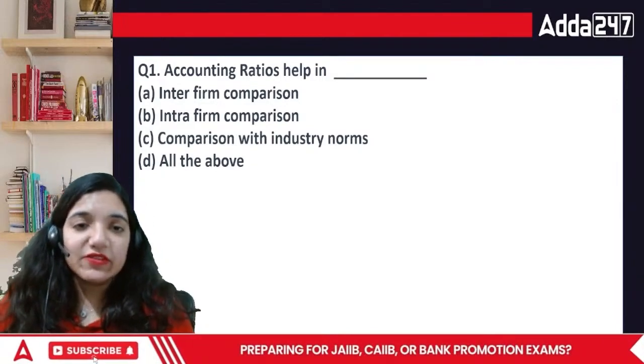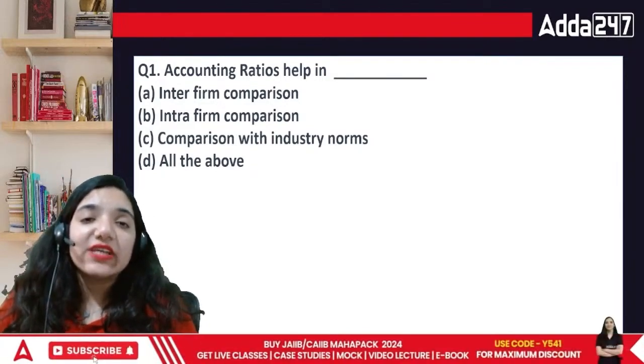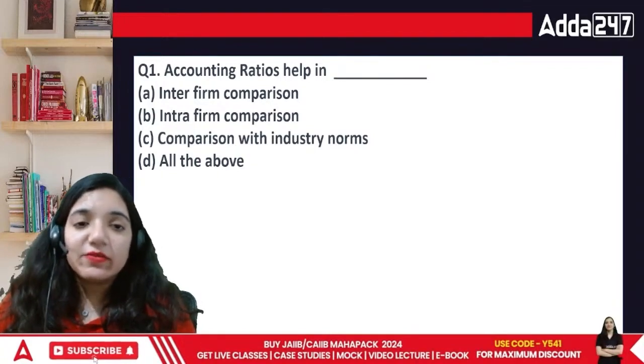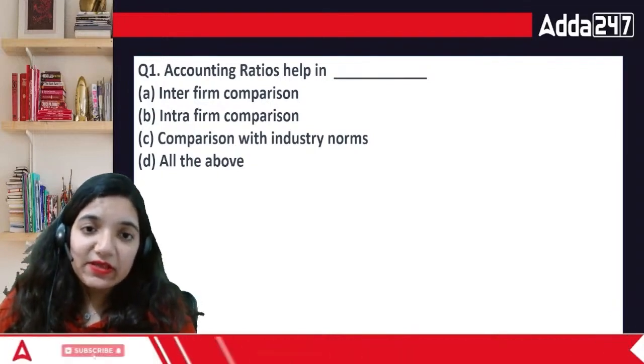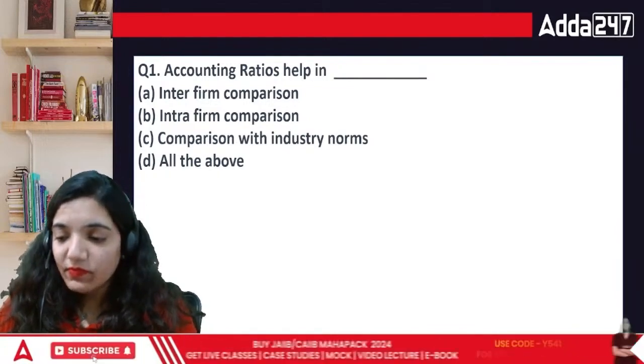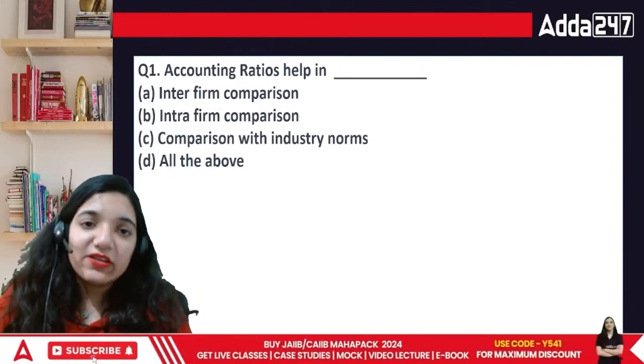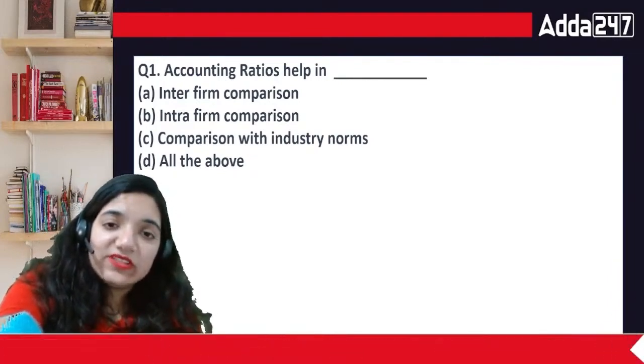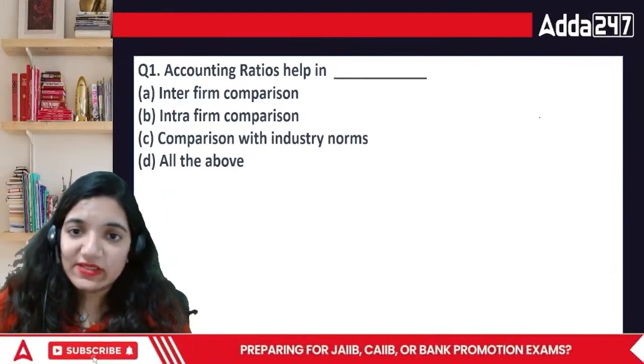Here comes the first question, everyone. Accounting ratios help in inter-firm comparison, intra-firm comparison, comparison with industry norms, or all of the above. Actually, accounting ratios are one of the tools of financial statement analysis.